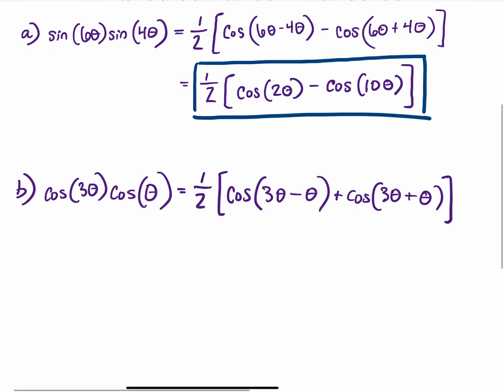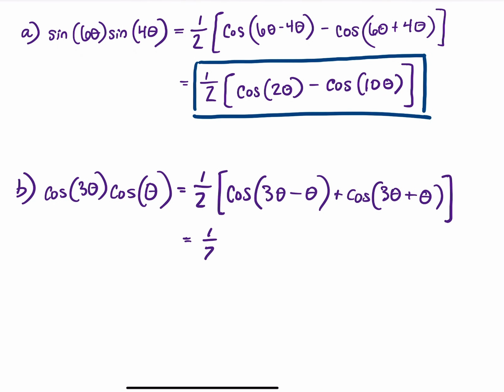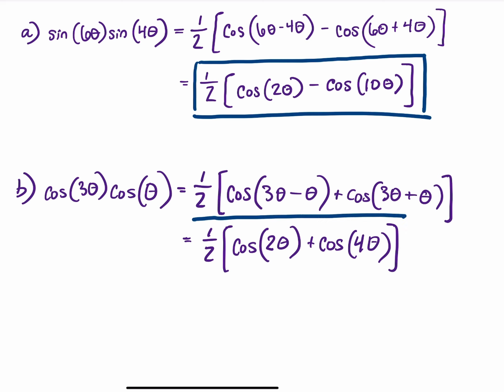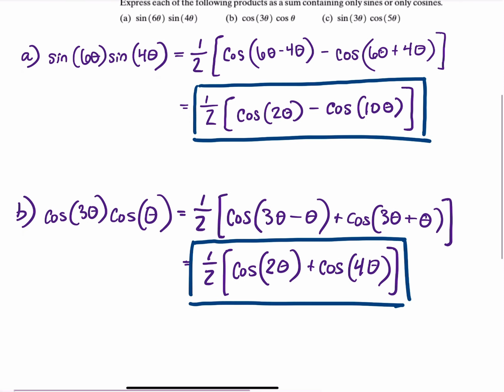All right, let's simplify. So 1/2 times cosine of 2 theta plus the cosine of 4 theta. That's all they want for this one. So we express the product of two cosines as the sum of two cosines. And then part C, they give us, I'll just write it here first, the sine of 3 theta times the cosine of 5 theta.